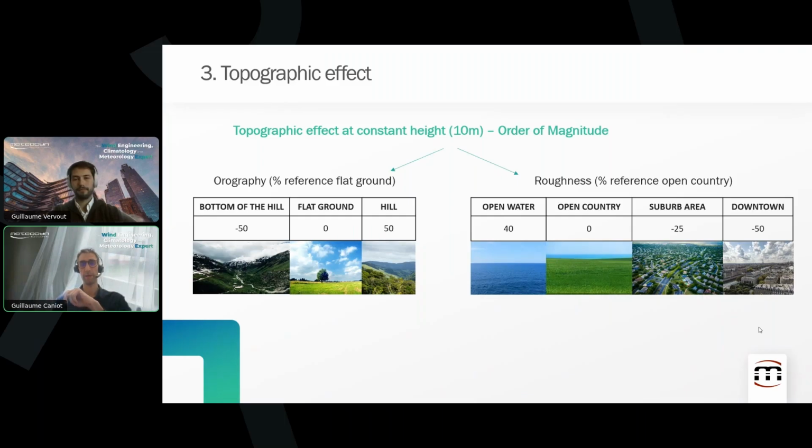If we compare roughness effects, if the reference is open country on flat ground, if you are nearby the sea on the coast, you will feel more wind, about 40% more. Whereas in downtown, you will feel less wind, up to 50% less. Here we are talking about 10 meters high above the ground.